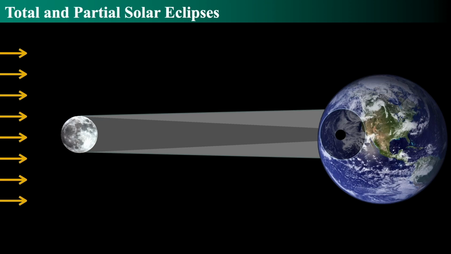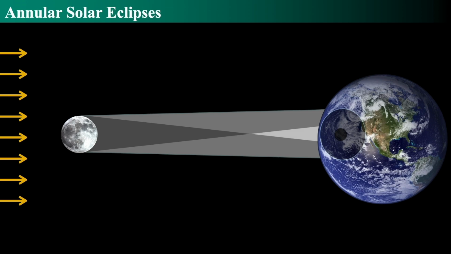The dark gray triangle that's going to be cast is called the umbra, and that is the darkest spot in the moon's shadow. If you're anywhere in the umbra, the sun is completely covered by the moon. But if you're in the larger gray triangle, you're in the penumbra, which is wider, and the sun is partially covered. The other thing that it can be is an annular eclipse.